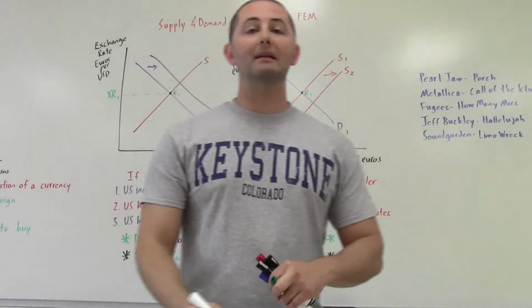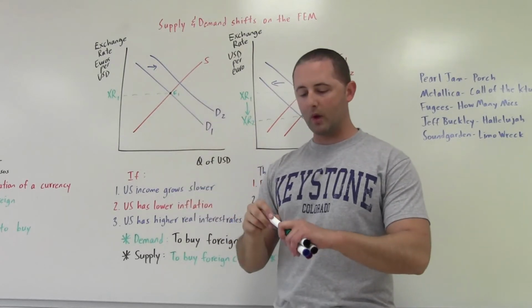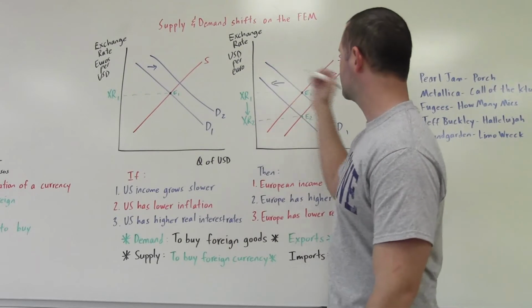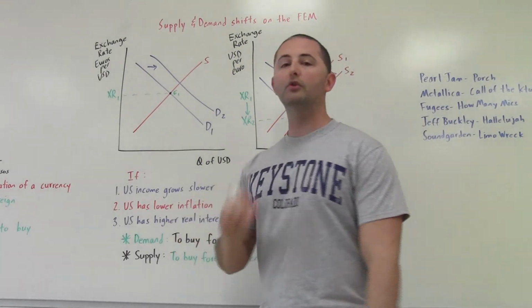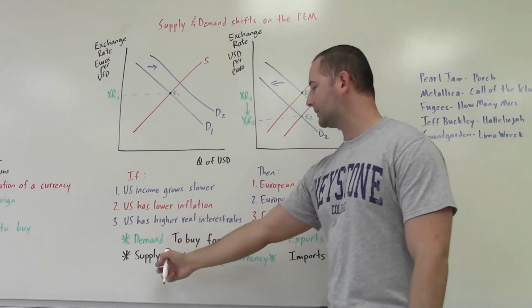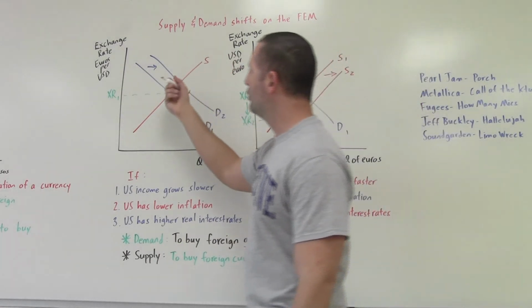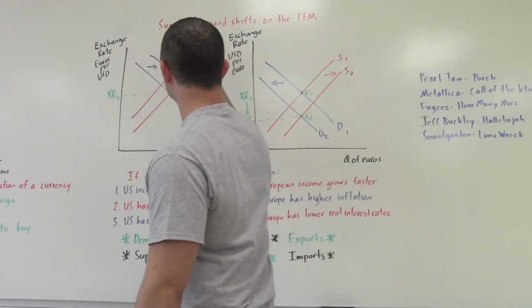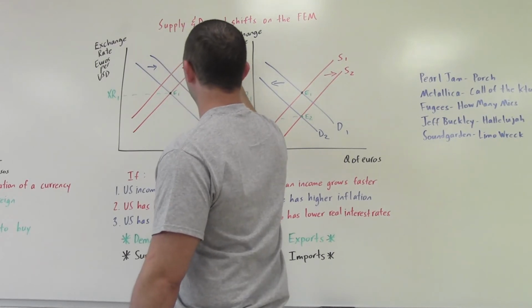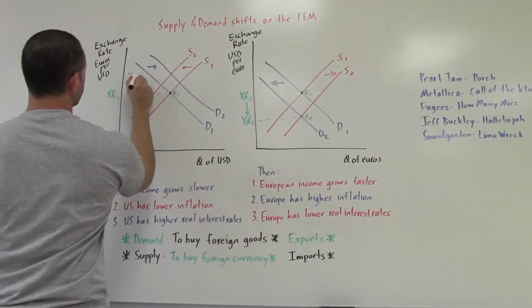If Americans are demanding fewer euros, how does that affect the market for the US dollar? Again, I'm hoping that you're with me on this. Since we aren't buying as many euros, we do not need to supply as many dollars. The reason that we supply a currency is so that we can buy the foreign currency. If we aren't buying as many euros, we don't need to supply as many dollars. So supply is going to shift to the left, the S1 and S2. We have our new point of equilibrium here.